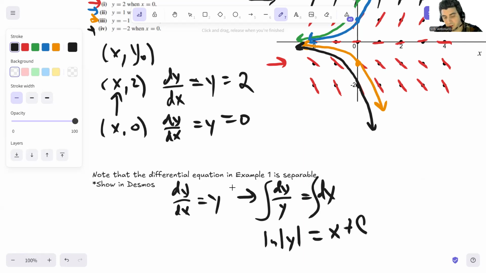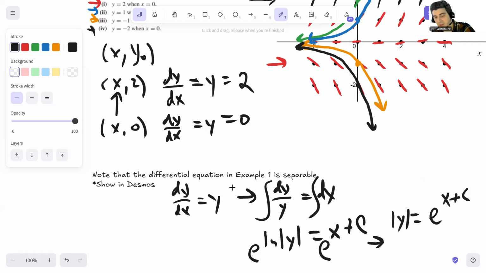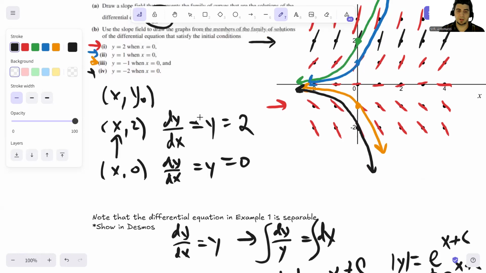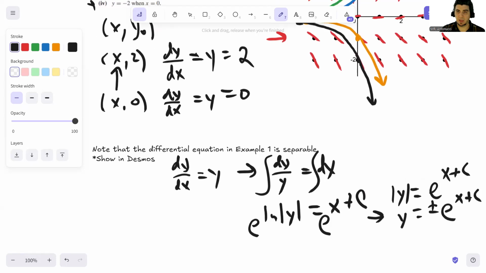And this confirms what we got here, because if we solve this, you exponentiate each side, and you would have absolute value of y equals e to the x plus c. And if you take off the absolute values, that means the other side could have been positive or negative, e to the x plus c. So again, this confirms that the graphs that we have up here in our slope field are reflections about the x-axis of vertical shifts of the exponential function y equals e to the x, which is essentially what we have right here.